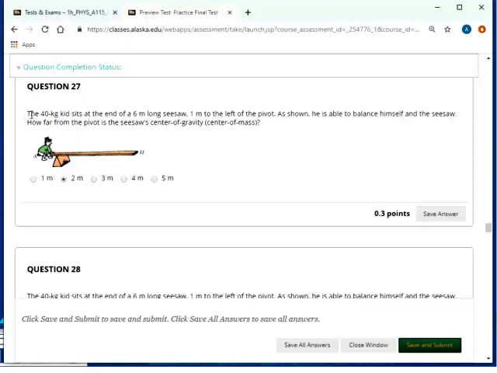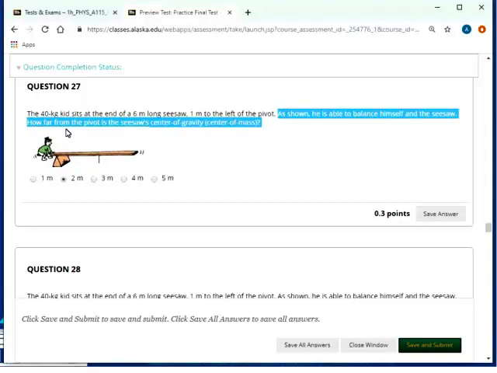So a 40-kilogram kid sits at the end of a 6-meter long seesaw, 1 meter to the left of the pivot. That means from here to here, that's 1 meter. And we assume that the kid really is sitting at the end. Okay, so 1 meter, that's what it says. That means of the 6-meter long seesaw, this is actually 5 meters long from the pivot to the right. As shown, he is able to balance himself on the seesaw. How far from the pivot is the seesaw's center of gravity?